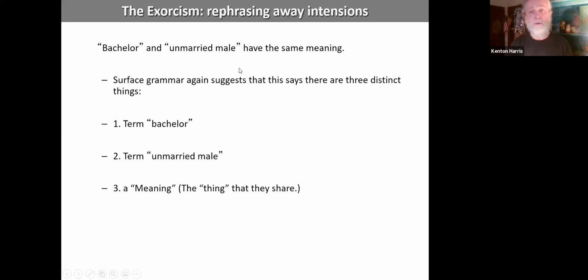Bachelor and unmarried male have the same meaning. Now notice that sentence looks like there are three terms involved here: the term bachelor, the term unmarried male, and this meaning, this thing that they share. If that were really what's going on here, then we would have to delve into, well, what is the meaning? And let's try to figure out what meanings are.